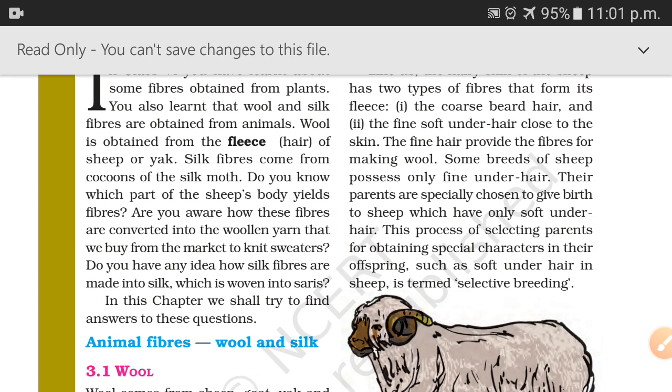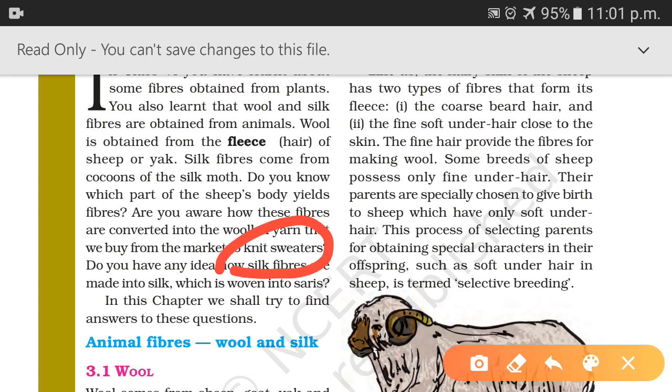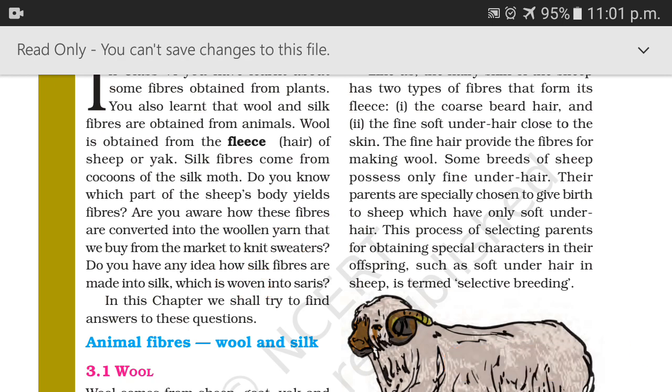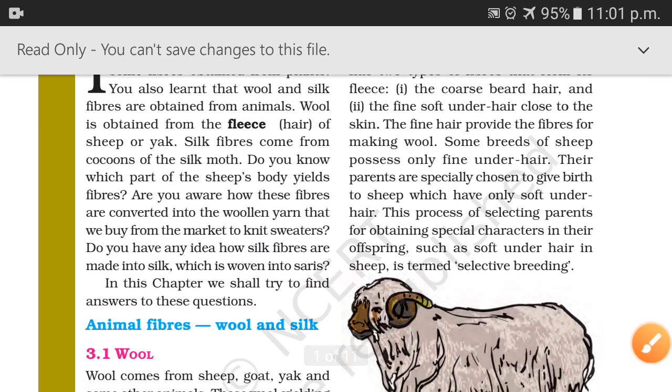Are you aware how these fibers are converted into woolen yarn that we buy from the market to knit sweaters? Beta, you all know that to knit a sweater we need woolen yarn, and this woolen yarn is obtained from fibers. So how do we obtain yarn from fibers, and after that knit sweaters? All this process we are going to study in this chapter. Do you have any idea how silk fibers are obtained and made into silk, which is woven into saris or other silk clothes? In this chapter we shall try to find out these answers.